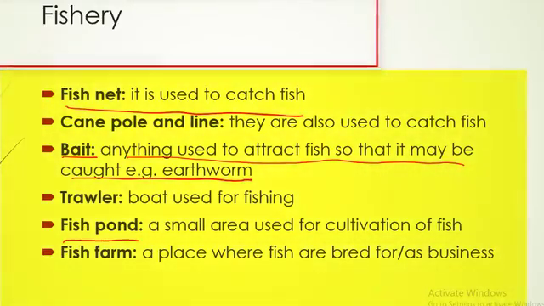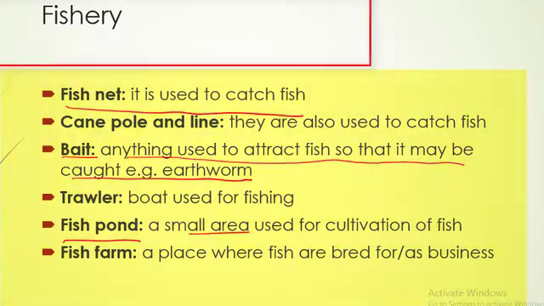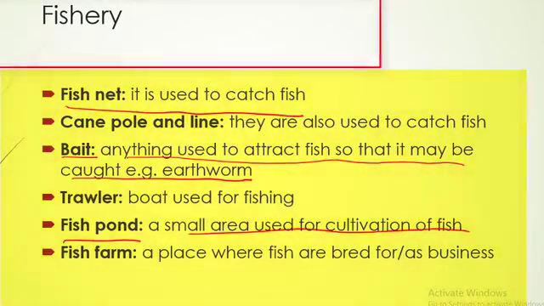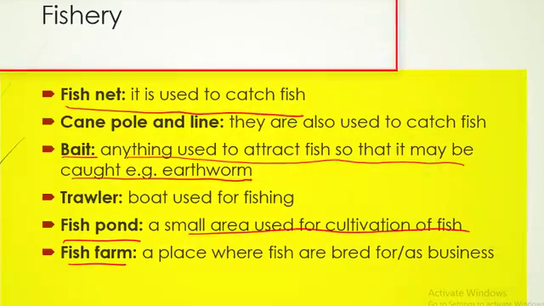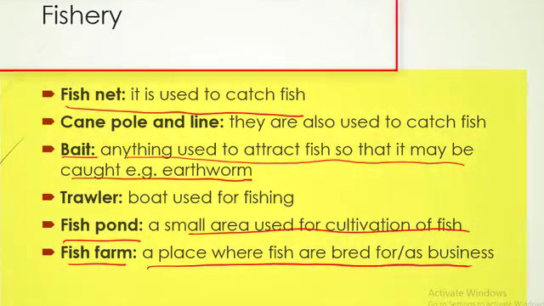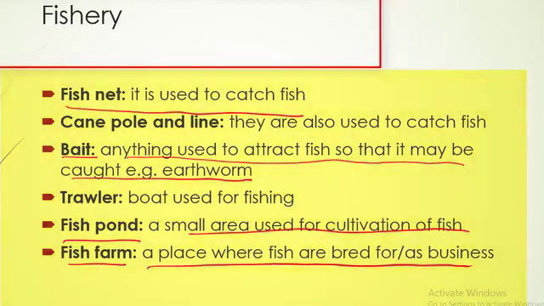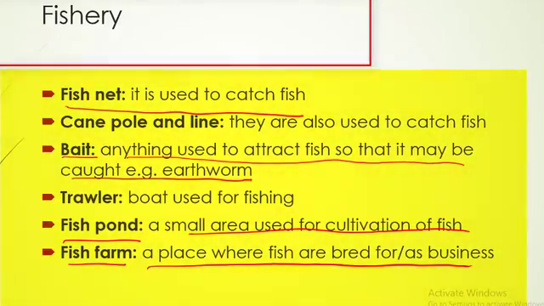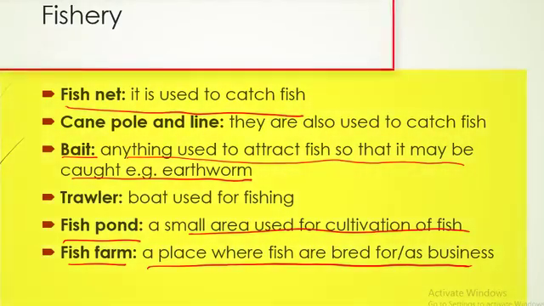We have your fish pond, which is a small area used for the cultivation of what? Your fish. Then we have your fish farm, which is a commercial place where you breed or cultivate fish on a large scale. So a fish farm is a larger scale, while a small scale is a fish pond.